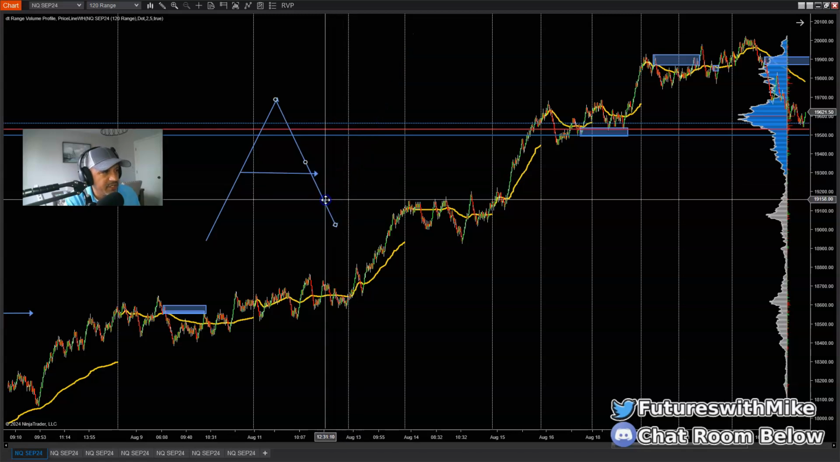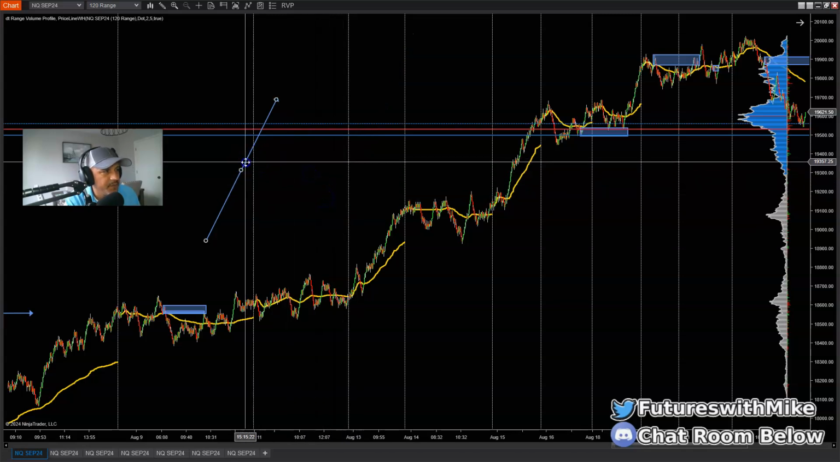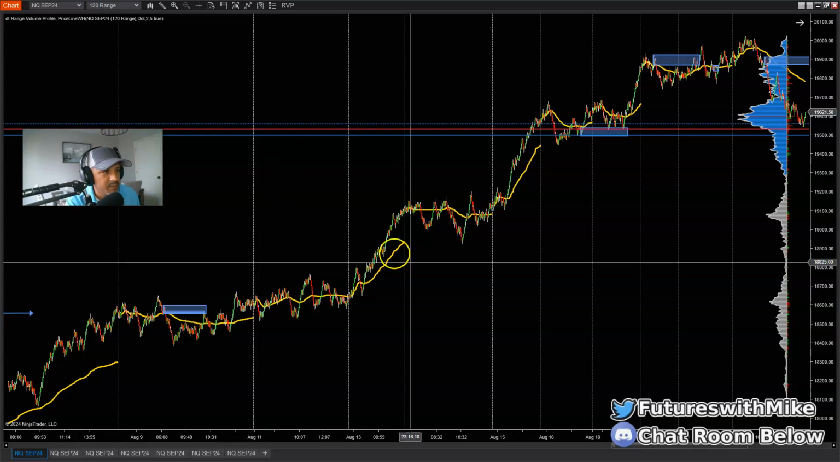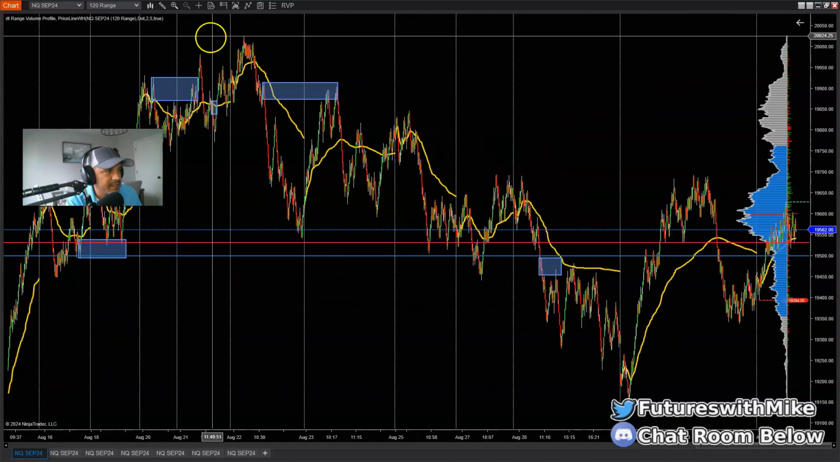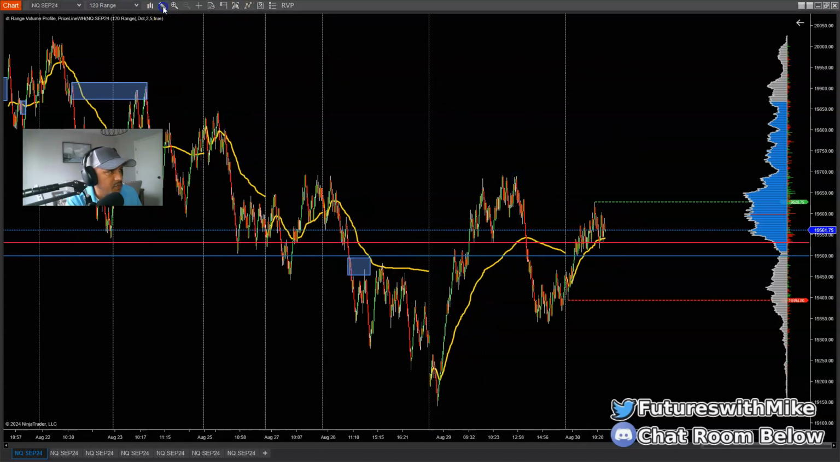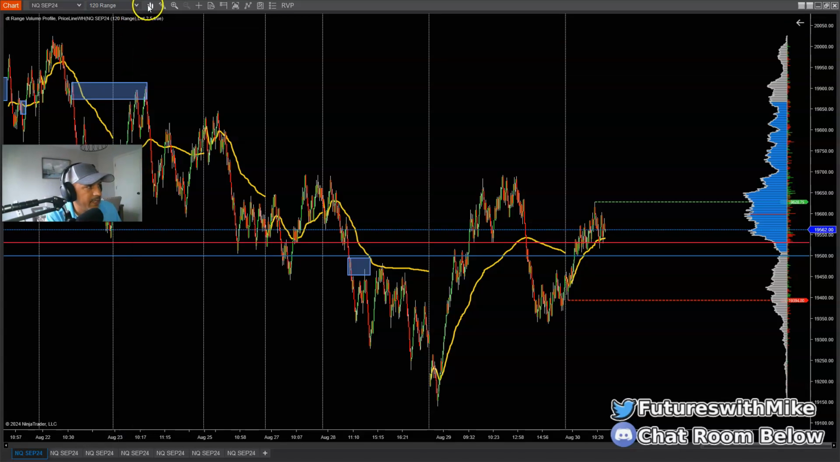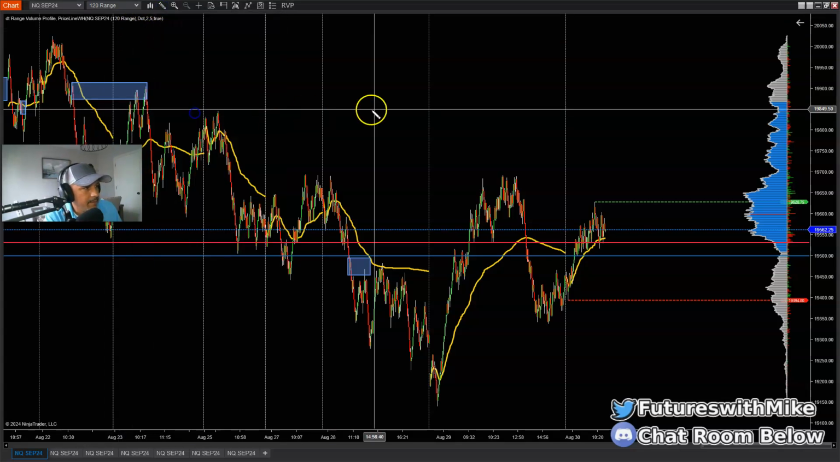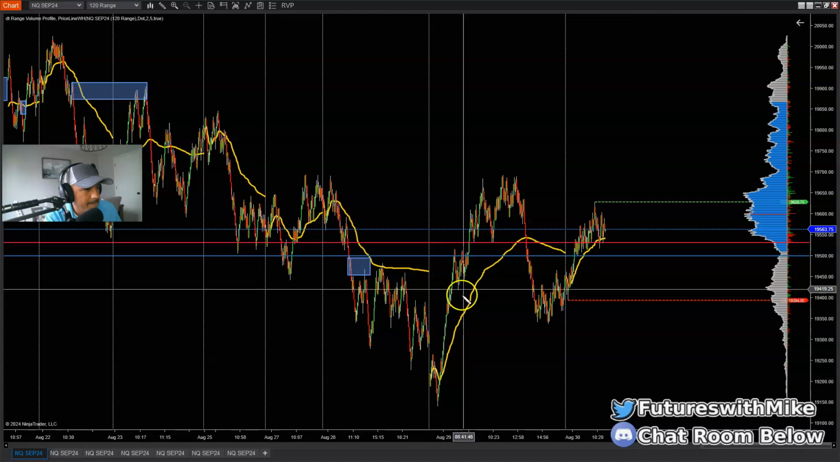So that's if we're moving to the upside. And it's just the inverse of if the market is moving and breaking structure to the downside, like it did right here. In this case, what we want to see is the market moving to the downside, pulling back.